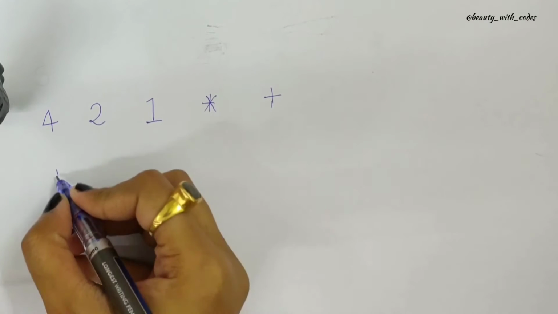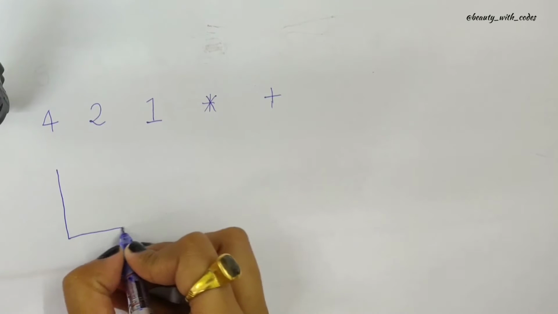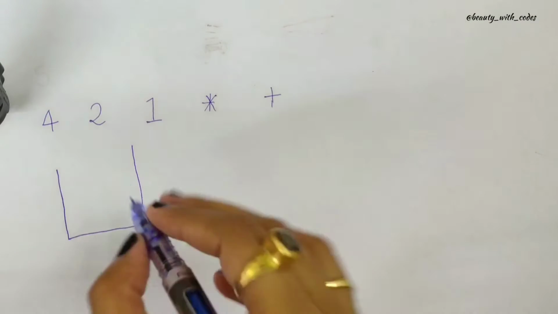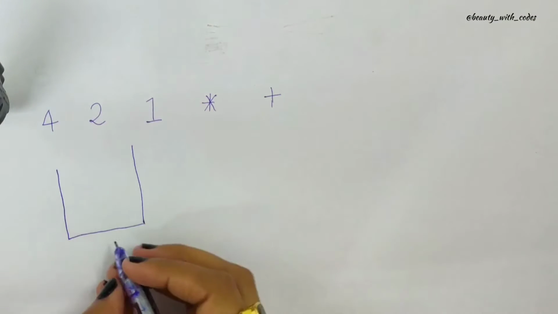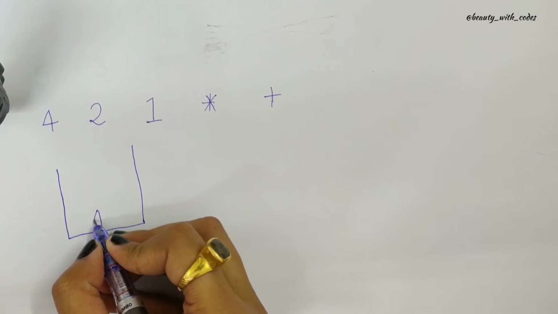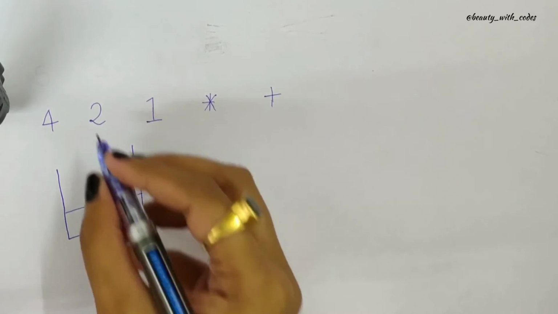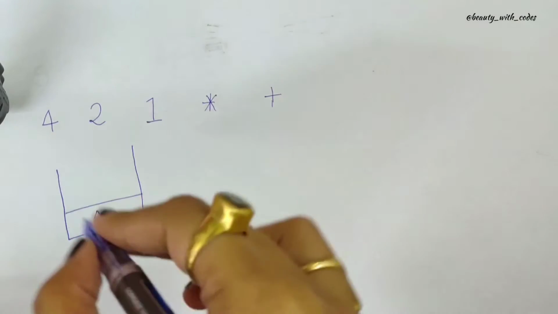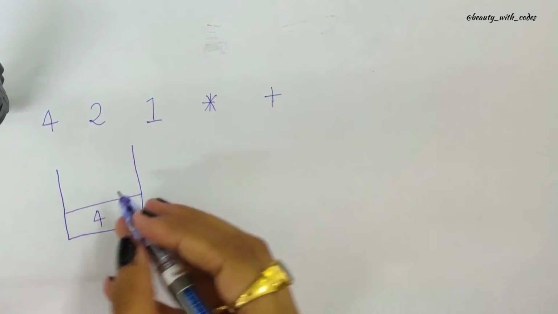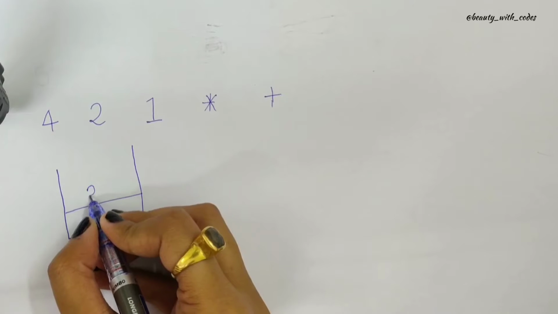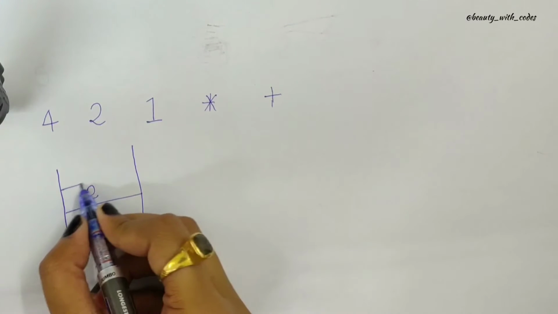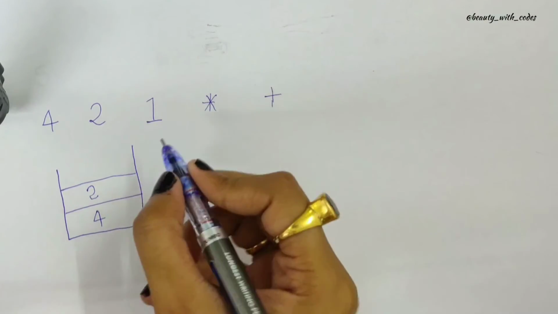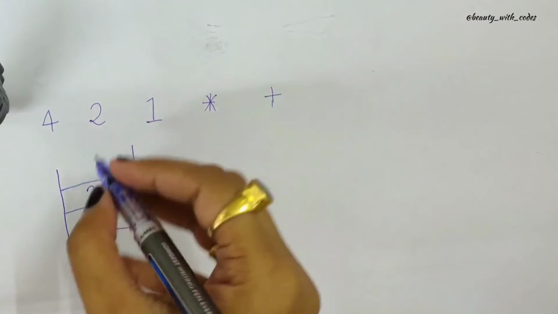So in the first step, this is our stack, and what will be the first element which we will enter into the stack? That is going to be 4. After that, 2. Since 2 is an operand and not an operator, it will be pushed into the stack. Now what is the third element? The third element is 1, again an operand and not an operator, so this is supposed to enter the stack.